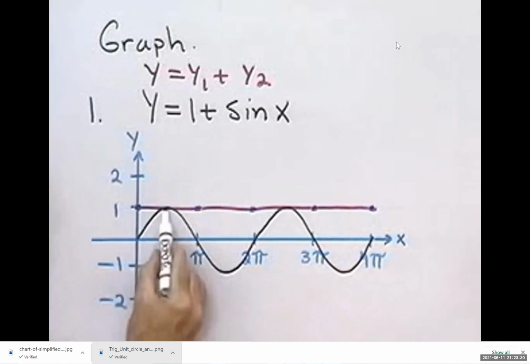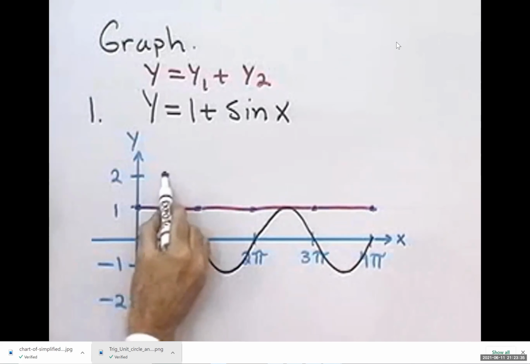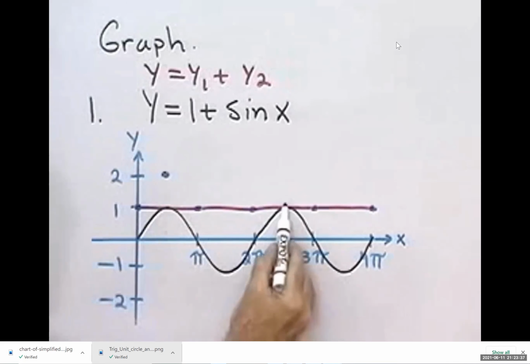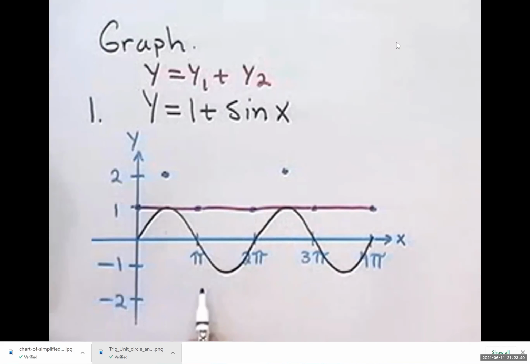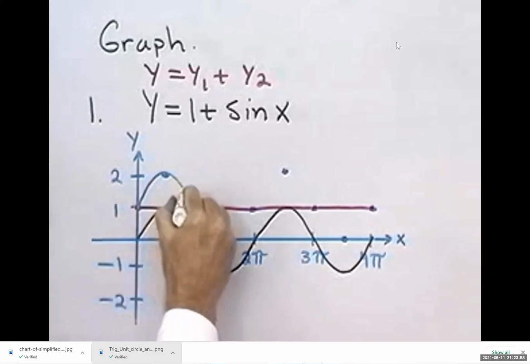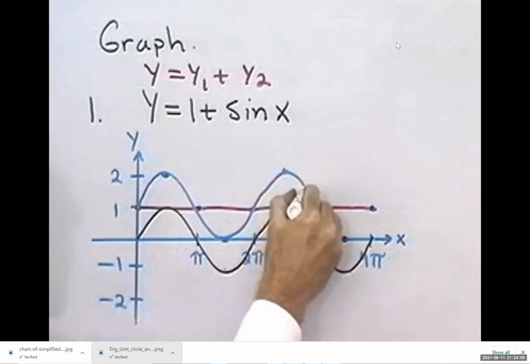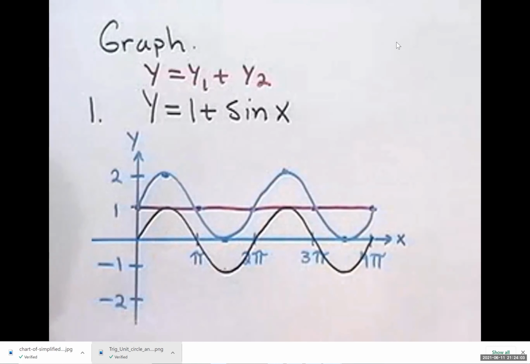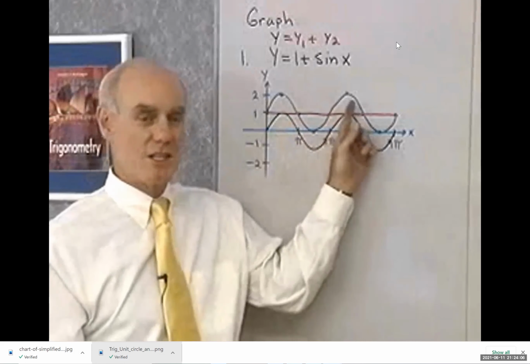Where both graphs are 1, my red graph and my black graph are both 1 right here. When I add those together, I'll get 2. There's another place where they're both 1, so I'll add those together, that will be 2. At this value of x on the x-axis, one graph is 1, the other graph is negative 1. 1 plus negative 1 add to 0. I have another point like that right here, where I have 1 plus negative 1, that gives me 0. So if I connect these points with a smooth curve, I have the graph of the sum of those two functions. So my blue graph right here is the graph of y equals 1 plus sine x.